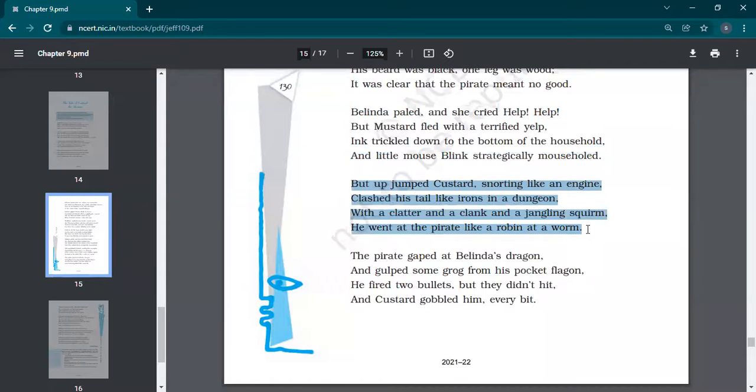But up jumped Custard, snorting like an engine, clashed his tail like irons in a dungeon. With a clatter and a clank and a jangling squirm, he went at the pirate like a robin at a worm. See.